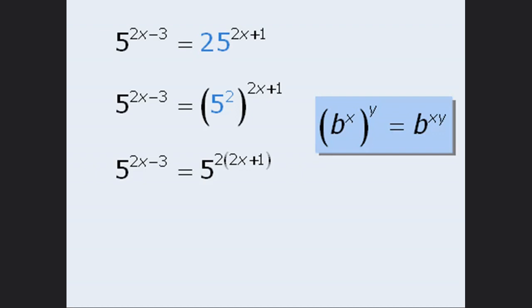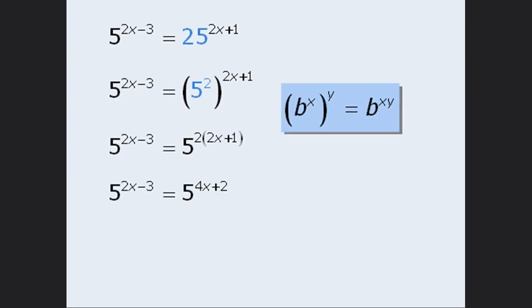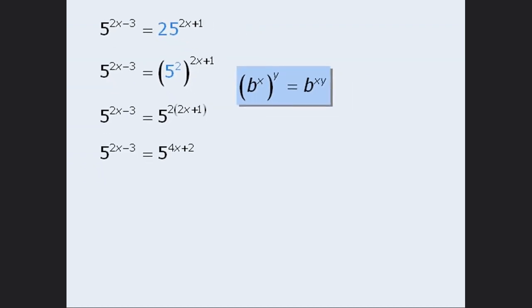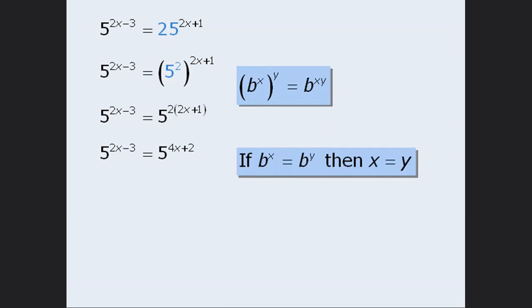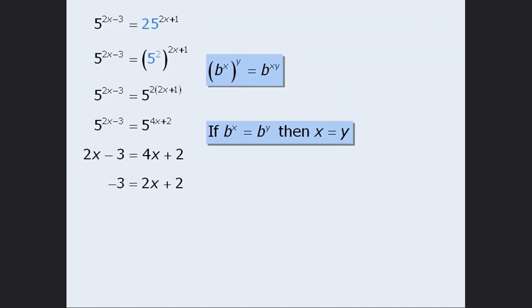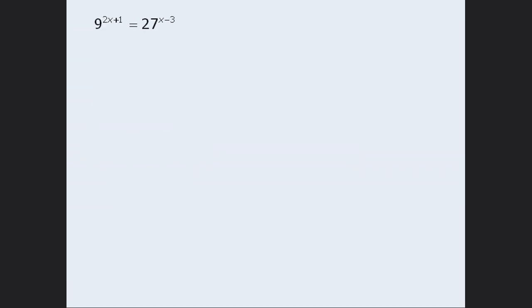We can now expand the exponent on the right-hand side, and now that our bases are equal, we can apply our rule here to see that the exponents must be equal. To solve this equation for x, we'll first subtract 2x from both sides, then subtract 2 from both sides, and then divide both sides by 2 to get x equals negative 5/2. Okay, let's try one more equation.